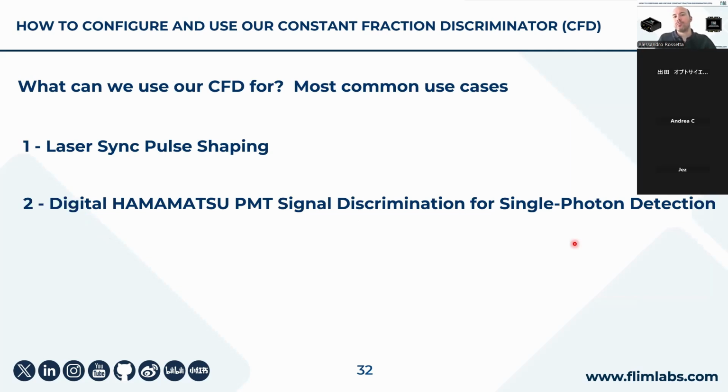We have two most common use cases. One of them is the laser sync pulse shaping. So we're gonna change the shape of the laser sync coming, for example, from an external laser source. And we can use the CFD for transforming the signal of a Hamamatsu PMT, for example, into a digital version, so into a photon counting type of signal.